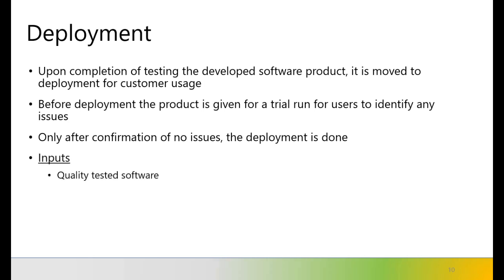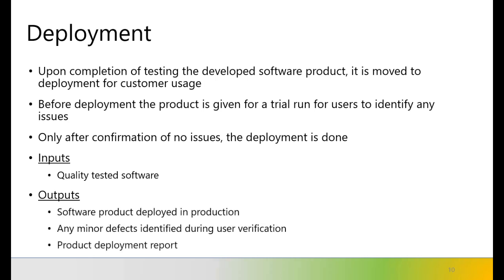And here again, the inputs are from your quality tested software, and the outputs form out the software product that is deployed in production. You'll have any minor defects that are identified during the user verification. You should fix them immediately, as quickly as possible, and then you have your product deployment report. The product deployment report basically consists of information about how long it has taken to deploy the product, what are the environments it is deployed to, what are the servers specifically it is deployed to, and information like that.